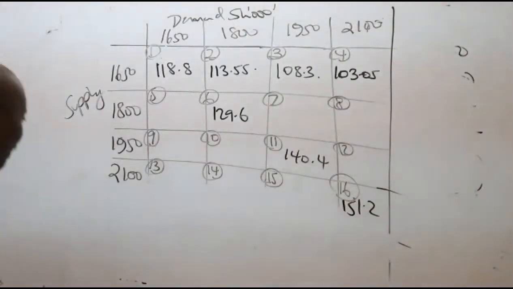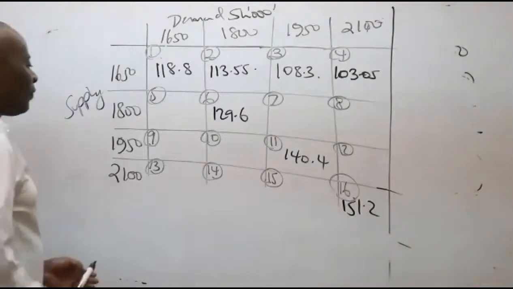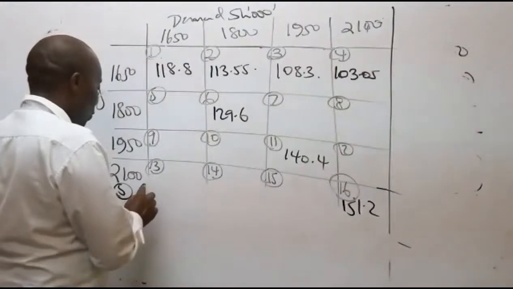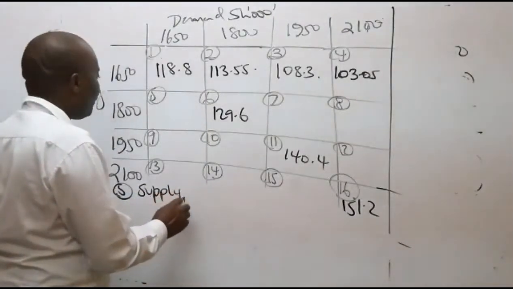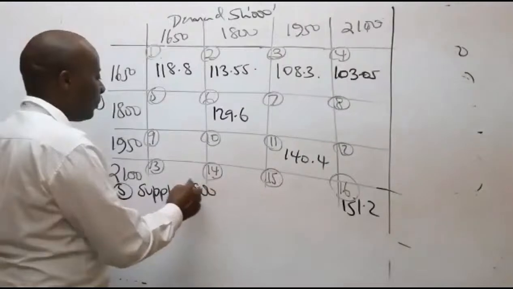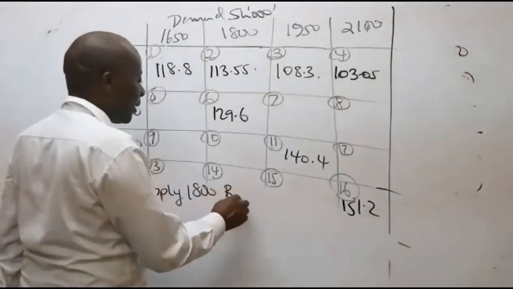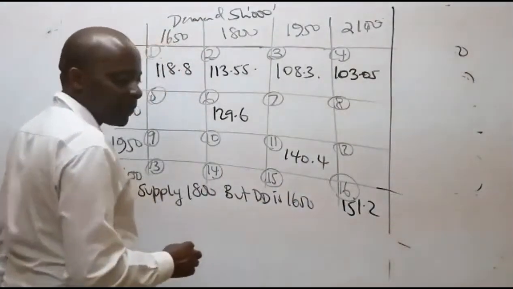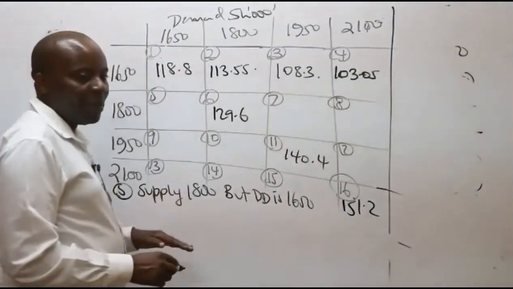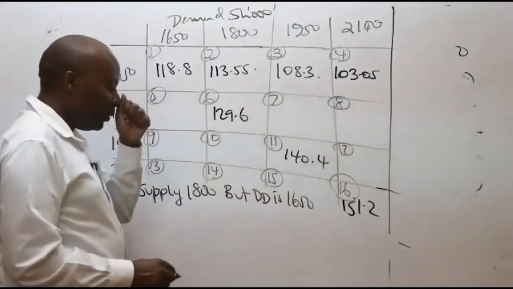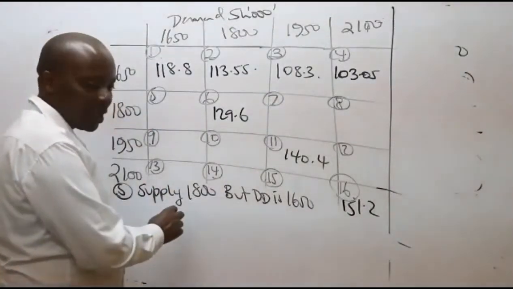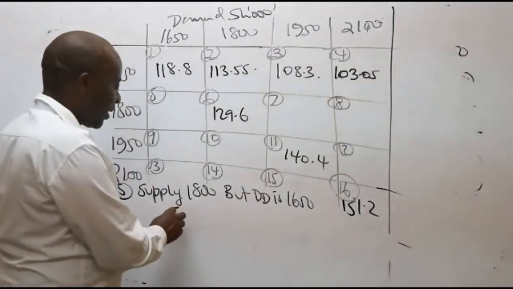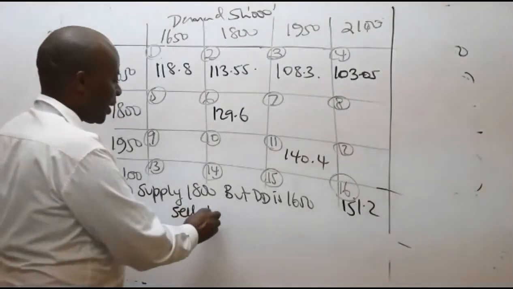So thank you very much. Allow me to do this one. So this one is cell number 5. For cell number 5, ladies and gentlemen, we have supplied 1800, but demand is 1650. So of course you'll compare supply and demand, and the effective one will be the lower. So in this case here, sell the lower, sell 1650.